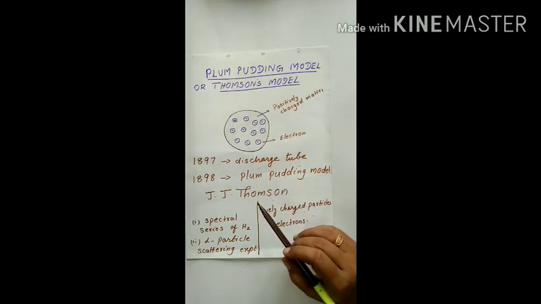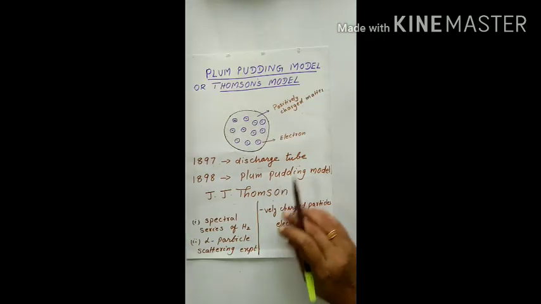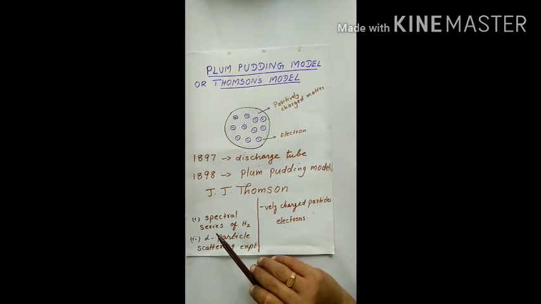There are some failures of Thomson's model of atom. First one is, it could not explain the spectral series of hydrogen and other atoms. Spectral series you will study in the continuation of the chapter. And the second drawback, it could not explain the alpha particle scattering experiment conducted by Rutherford.